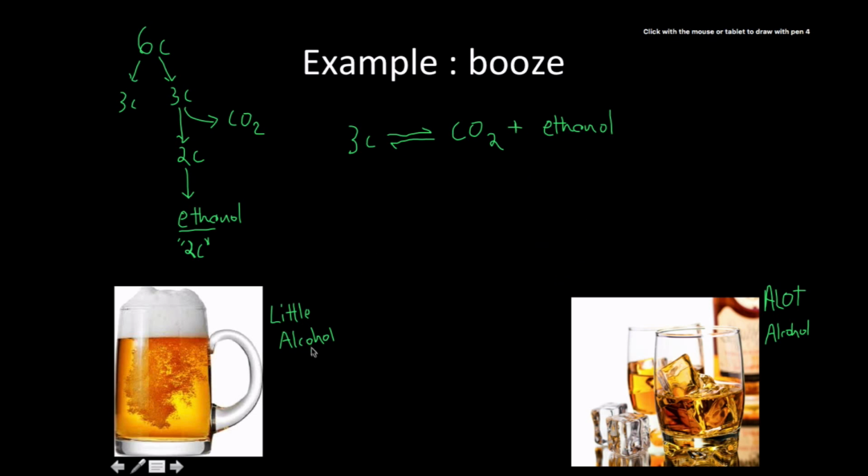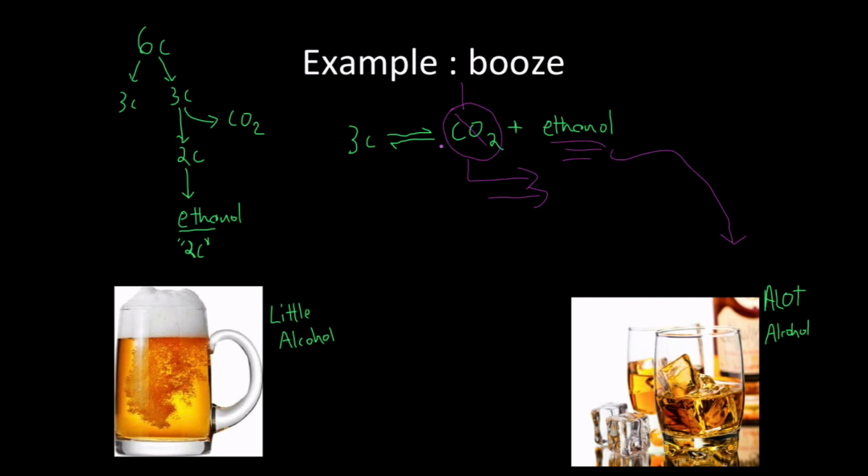So if we want to have a lot of ethanol produced, we're going to remove CO2 from this reaction mixture. And if we remove a product, what direction is it going to go? If we remove a product, it's going to go in the forward direction, giving us a lot of ethanol, which is what makes whiskey so strong, and beer, there's not so much alcohol in it because there's so much excess CO2. So if we remove CO2, we get more booze from it.